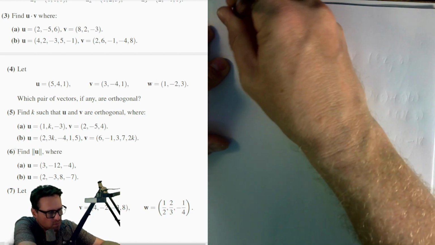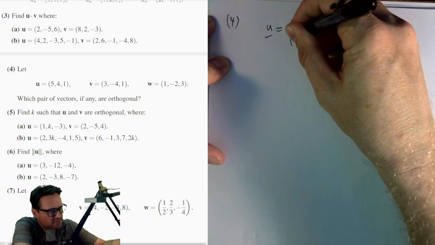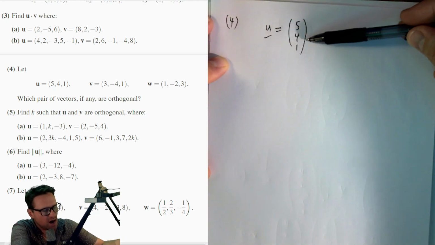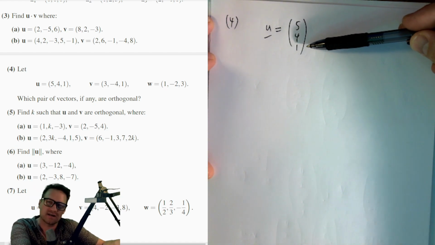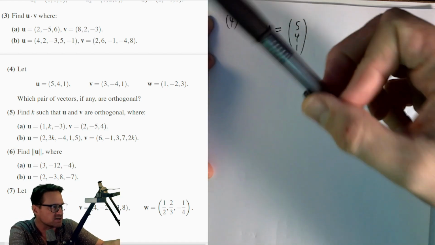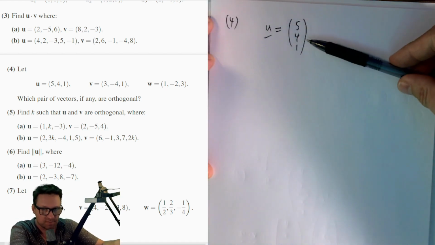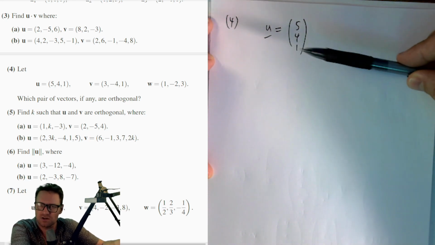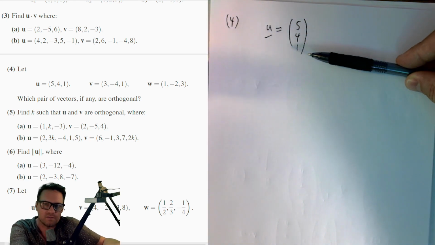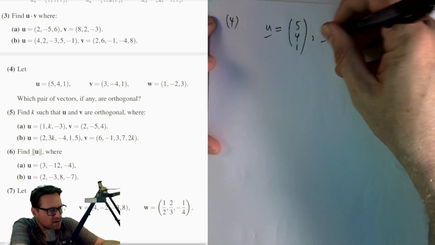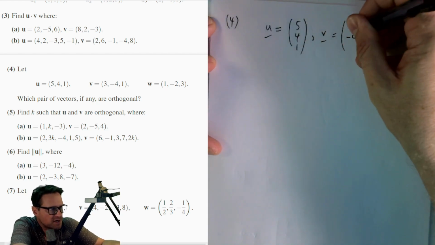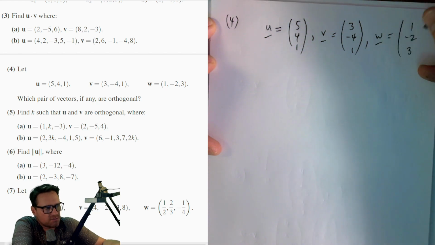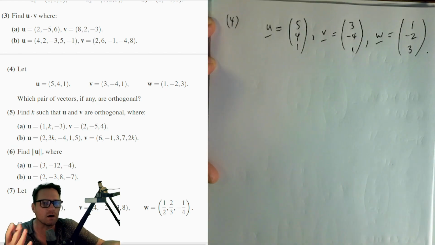Okay, question 4. U is the vector 5, 4, 1. Now, incidentally, I should say here that me writing this as a column, that's not exactly the same vector as what is written there. So this is abuse of the notation, me just thinking of this as the same. What you want to do is write it down one way and then be consistent. This is U. Then I'll write V as 3, -4, 1, and W, 1, -2, 3. Okay, so which pair, if any, are orthogonal?